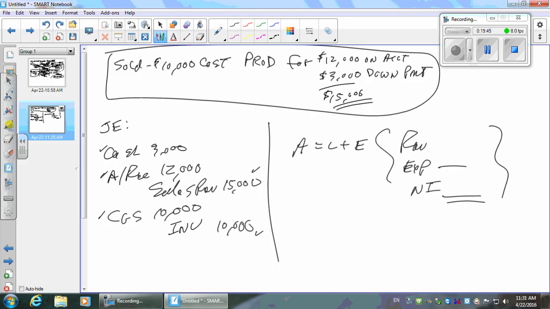Okay, so what happened to assets? Just do it as a group. This one's an asset, this one's an asset, this one's an asset. I increased them by 15, 3 plus 12, and then I decreased it by 10. Assets went up by 5. Everybody agree? What happened to liabilities? Anybody see a liability in those journal entries? Nope, nothing happened. So what must have happened to equity? Went up by 5.